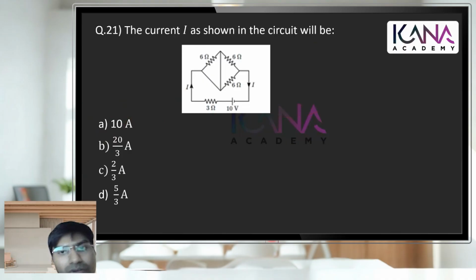Current I as shown in the circuit will be, okay, they've given the circuit diagram. So we need to find the current I. If you take this 6 ohm branch, it acts like a short circuit. So we need to neglect that 6 ohm branch itself. Then the net resistance will be 6 by 2 plus 3. So this will be like a short circuit. We remove this.